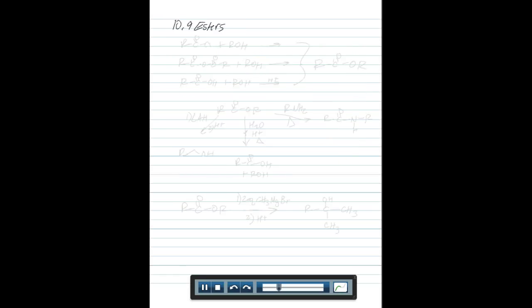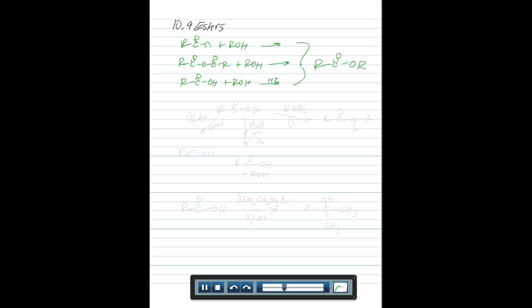All right. So we've learned to take an acid chloride plus an alcohol. We've learned to take an anhydride plus an alcohol. We've also learned a carboxylic acid plus an alcohol in the presence of acid, in this case, and you can form an ester. So we have 3 reactions to form an ester.